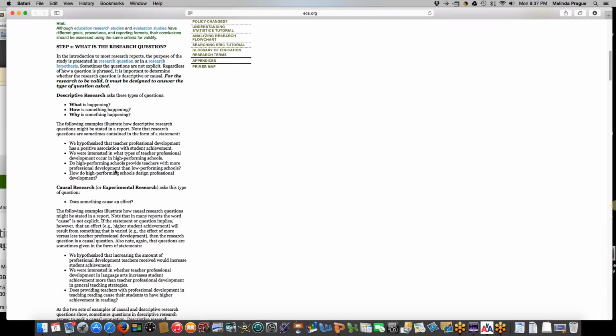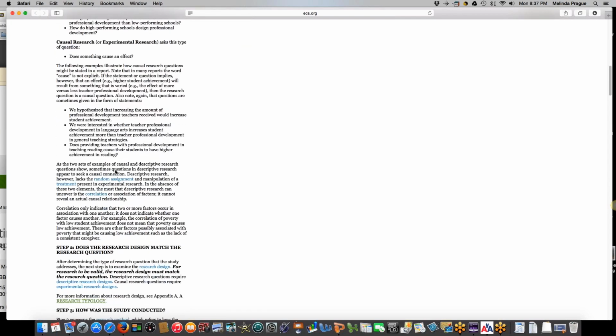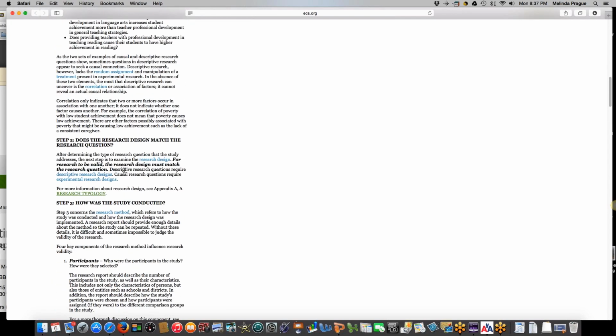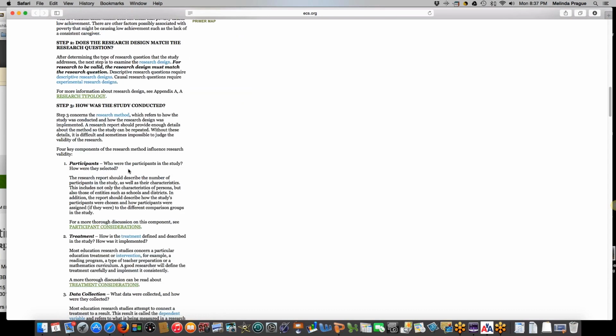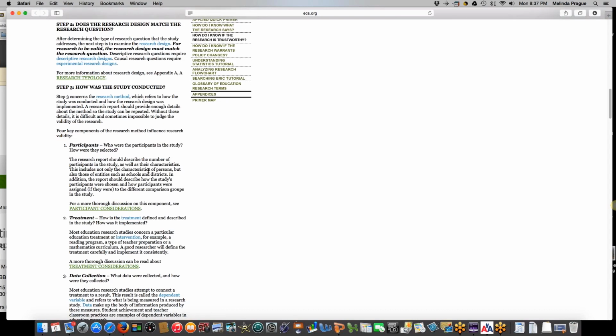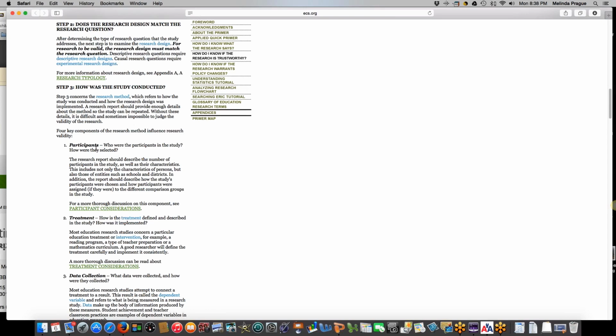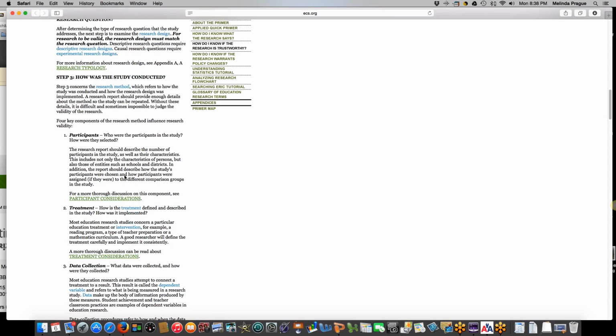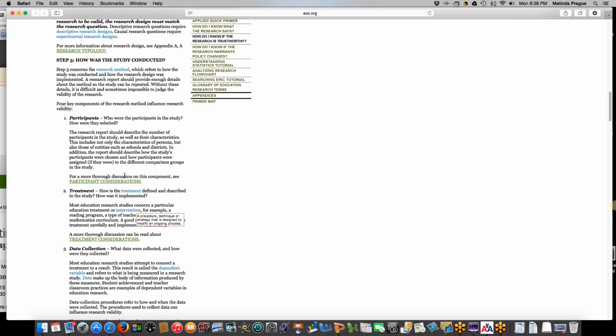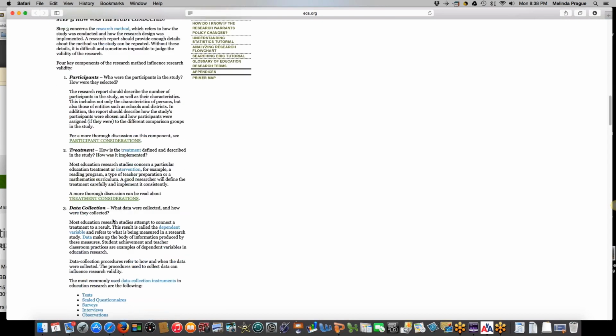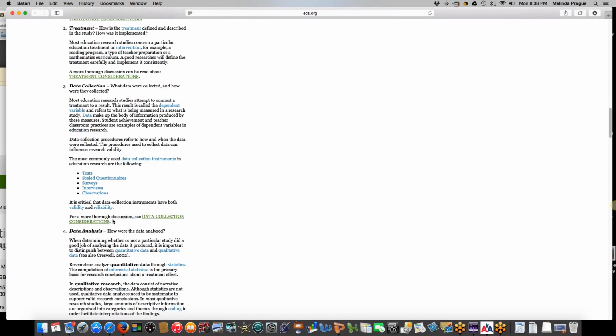What is the research question? What's happening? What questions should be asked? And does the design match the research question? How was the study conducted? And here's some more examples on the participants, how they're selected. And it tells you, even in greater detail, what it should include. Not only the characteristics, but does it mention a school or a district? Does it tell us how they were chosen? Does it define what exactly was done? So this has so much information.